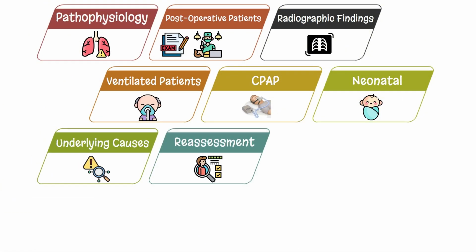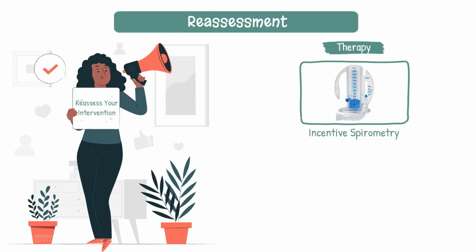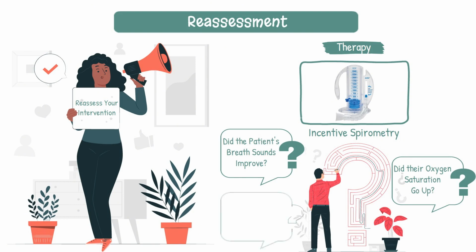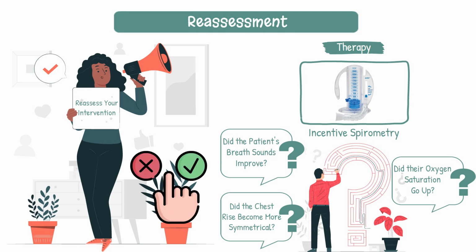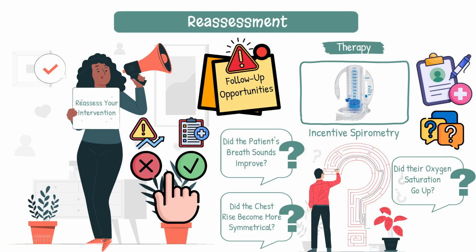Another important tip is to always reassess your intervention. For example, if you implement a therapy like incentive spirometry, you will need to follow up and ask yourself the following. Did the patient's breath sounds improve? Did their oxygen saturation go up? Did the chest rise become more symmetrical? If so, you may continue with the current plan. But if not, then it may be time to escalate. Don't forget to take these follow-up opportunities seriously, as the exam questions are designed to test your ability to monitor outcomes and make decisions based on patient progress.